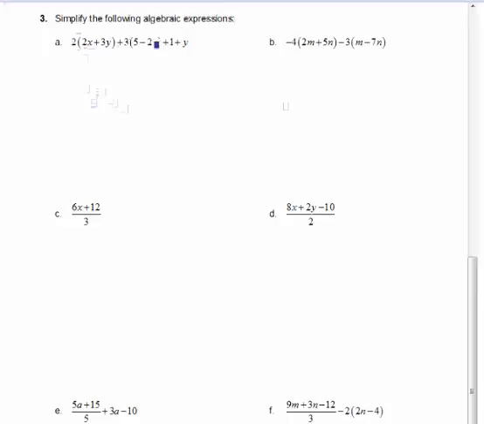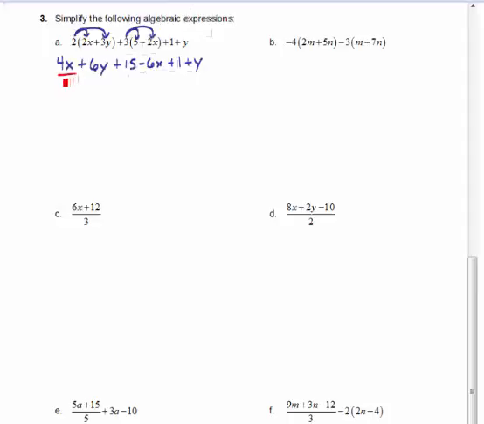So first thing I'm going to do is eliminate the parentheses by distributing the 2 in this first set. So 2 times 2 would be 4x, plus 2 times 3, that would be 6y, plus, and then again here I do 3 times 5, which is going to be plus 15, minus 3 times negative 2, so that would be minus 6x, plus 1 plus y. And so now it's just a matter of collecting like terms.